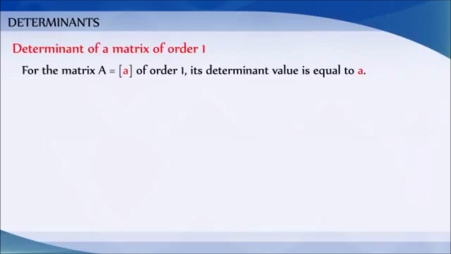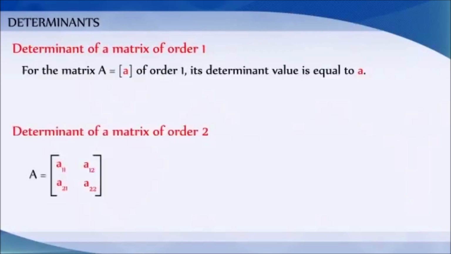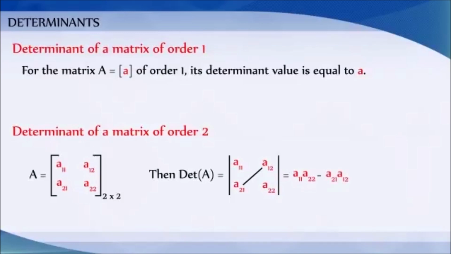Determinant of a matrix of order 1. Let A is equal to [a] be the matrix of order 1. Then determinant of A is defined to be equal to a. Let A be a 2 by 2 matrix with elements a11, a12, a21, a22. Then the determinant of A is defined as a11 into a22 minus a21 into a12.